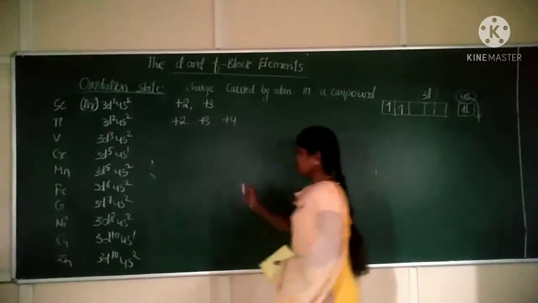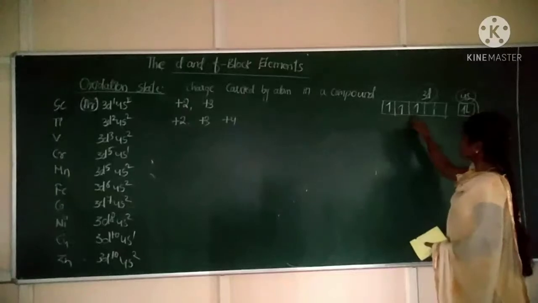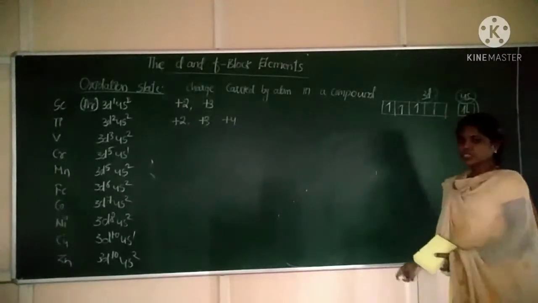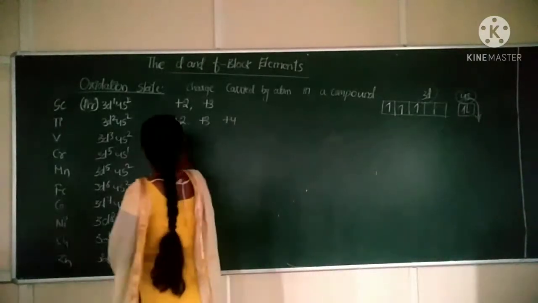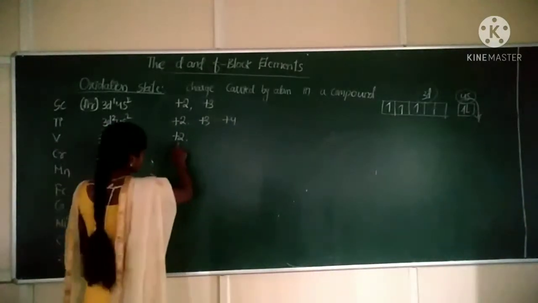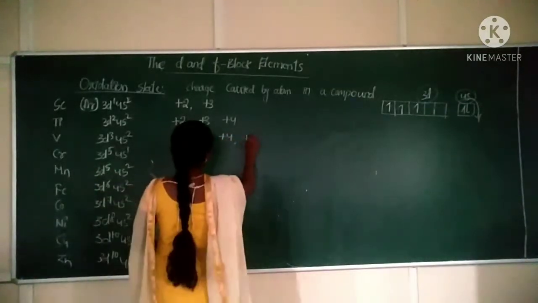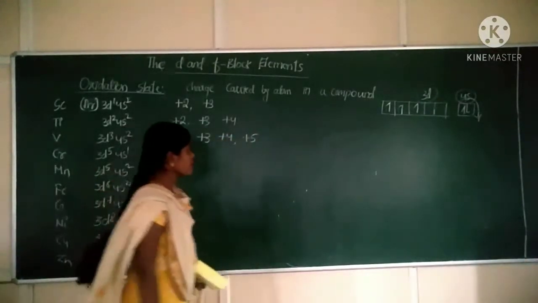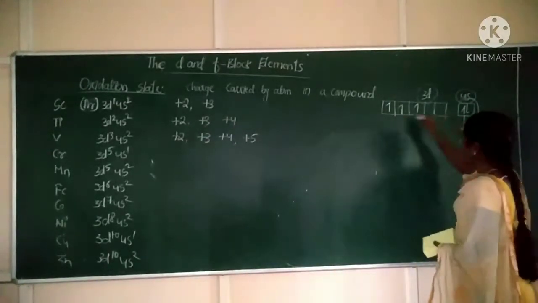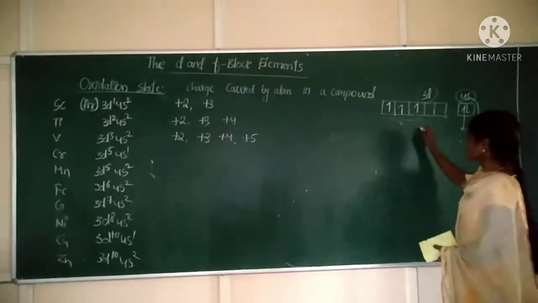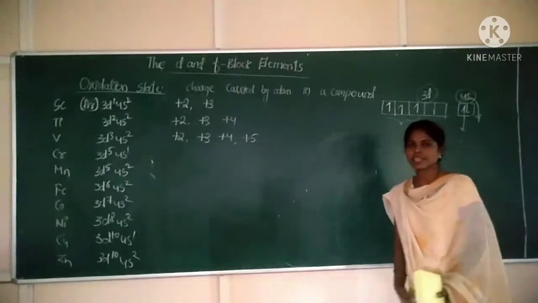Next for vanadium, how many electrons are there in the 3D? 3 electrons, 1, 2, 3. If it loses two electrons, it will be +2; plus one electron, it will be +3. So +2, +3, +4 and +5 oxidation states are possible. Why +5? Two electrons from 4s and 3 electrons from 3D. So 3 + 2, it will be 5. So +5 oxidation state is possible for vanadium.